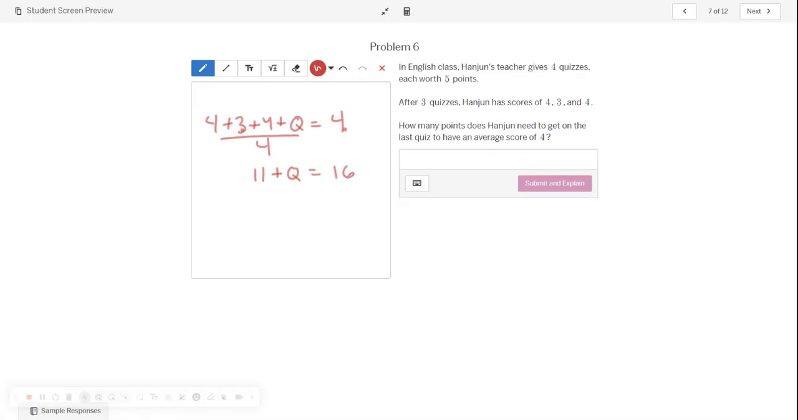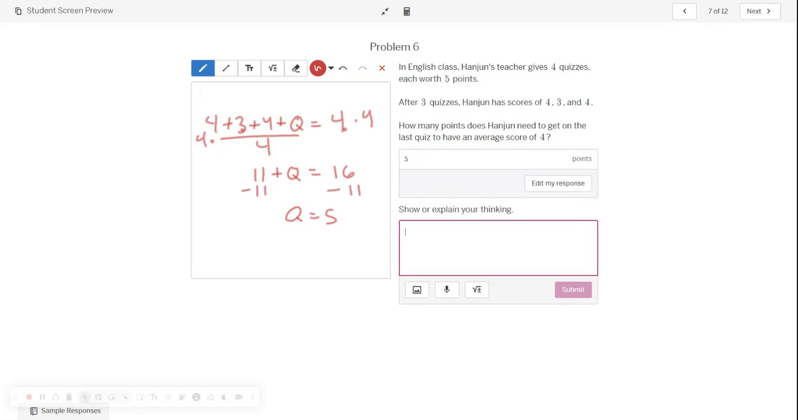That got rid of that divided by 4. If I multiply by 4 here, I multiply by 4 here, that gets rid of the divided by 4. And then I just subtract 11. And then I get Q equals 5. Oh, to average 4, they're going to have to get a perfect score, 5 points. 4 plus 3 plus 4 plus 5 averages to be 4. And you can kind of see that the extra 1 for the 5 covers the less 1 on the 3.